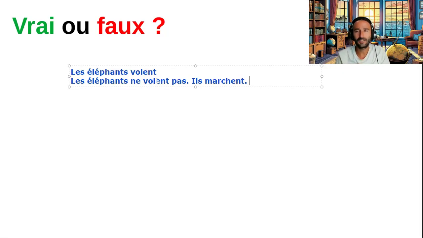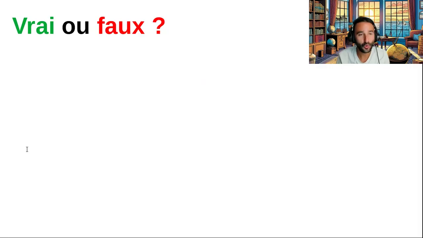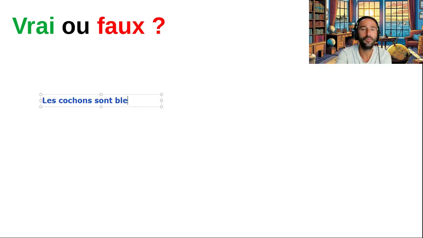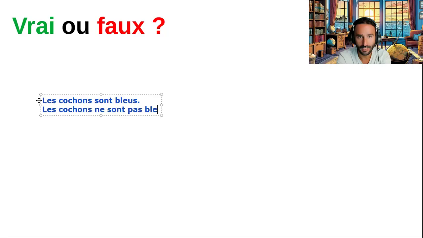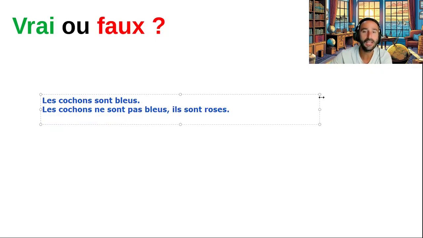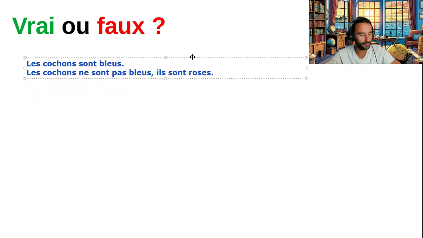Ok. Autre exemple. Les cochons sont bleus. Vrai ou faux? Faux. Les cochons ne sont pas bleus. Ils sont roses. Ok. Les cochons ne sont pas bleus, ils sont roses. C'est des questions stupides, désolé.